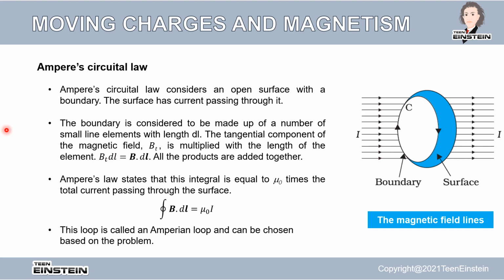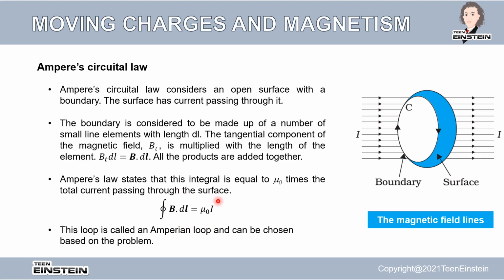That's why Bt dl is equal to B dot dl, because it is a dot product, because it is B along the line. And then we have to add all these dot products, then we will get the overall integral of B dot dl. Now Ampere's law states that this integral is equal to mu 0 times the total current passing through the surface.